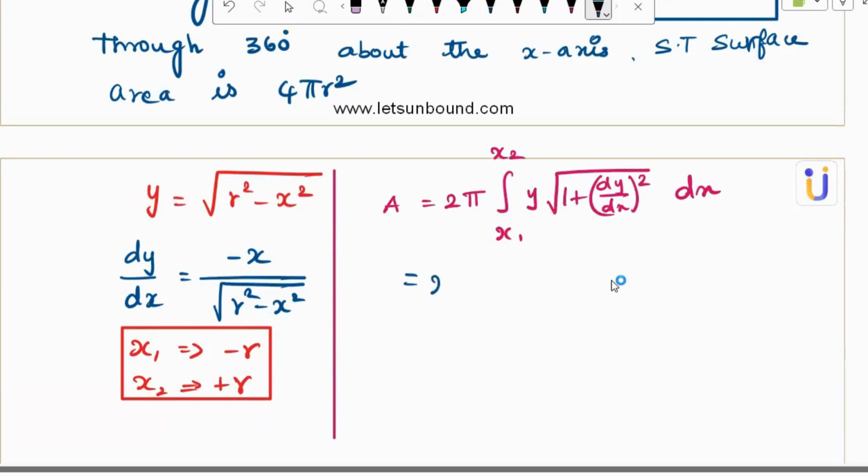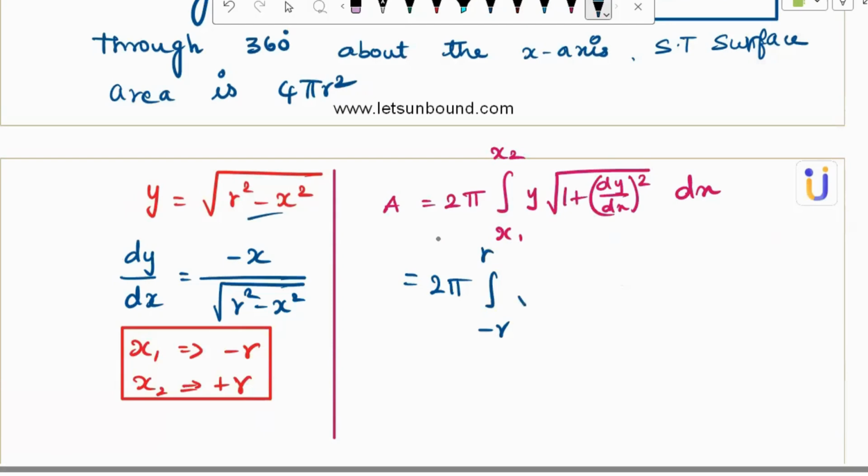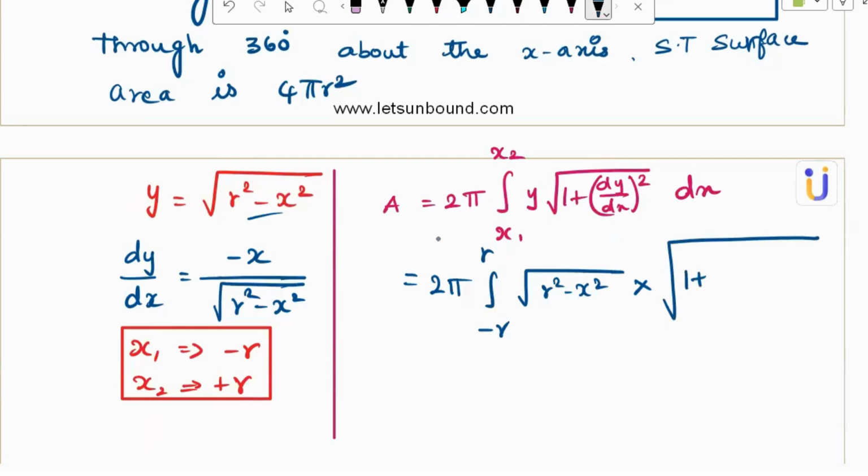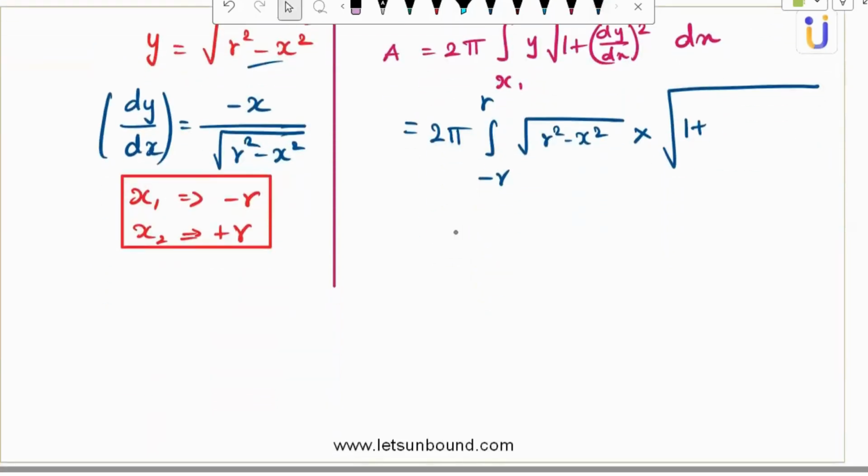So this is equal to 2 pi integral from minus r to plus r. What is my y? This is my y, right? So square root of r square minus x square, into another square root of 1 plus dy by dx the whole square. I know dy by dx.